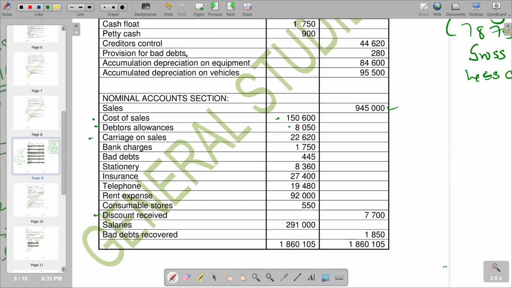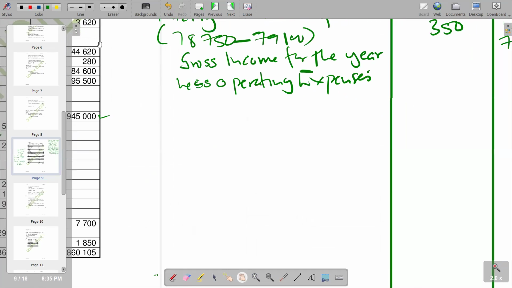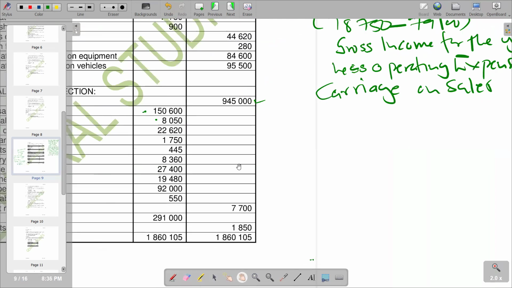But according to this question, you can take our 22,620 as it is and transfer it to our income statement. So you're saying carriage on sales, and the figure that we have is 22,620. Then we go back again to check what else do we have in terms of our operating expenses.